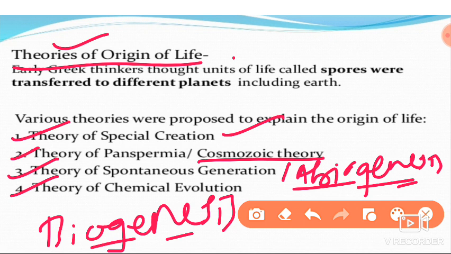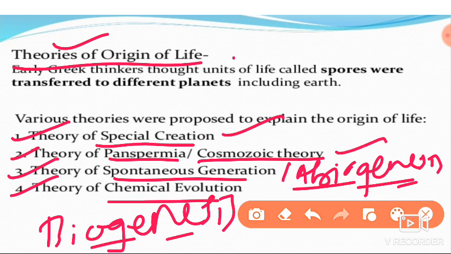Usually four theories are there: theory of special creation, theory of panspermia, theory of spontaneous generation, and then chemical evolution. Theory of spontaneous generation is also called abiogenesis. Theory of abiogenesis, please remember. Then theory of chemical evolution is also called biogenesis. For your competitive exam purpose, these are important. Please remember all these theories.